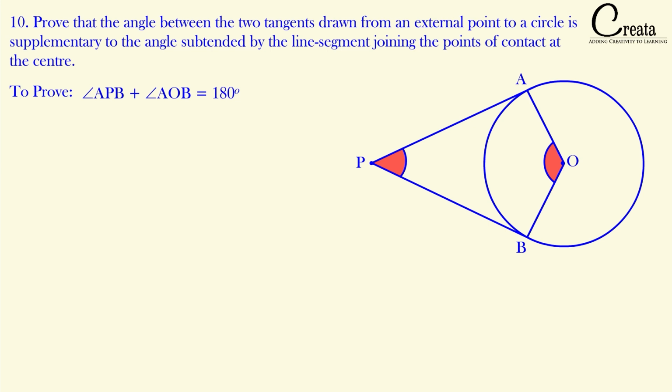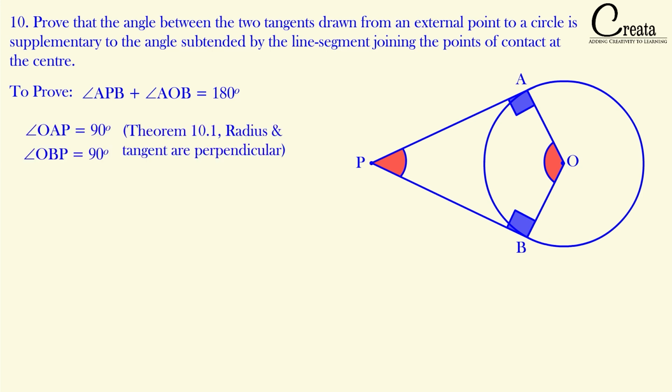This is the question. We have converted the wording into the simple mathematical form. So let's approach the question. Now it is looking very simple. Angle A and angle B will be equal to 90 degrees. Why? We have simply applied the theorem 10.1. The radius and tangent are perpendicular to each other. The angle between radius and tangent is 90 degrees. So this angle is 90 and this angle is also 90.